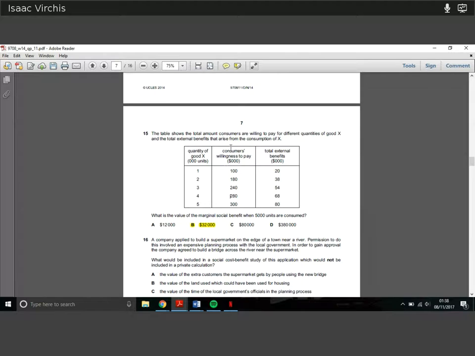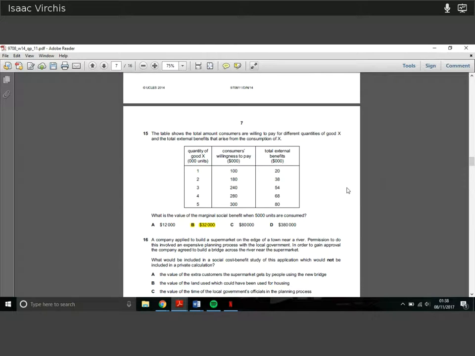Let's remember the consumer's willingness to pay aspects here, and also the total external benefits. So we know here external benefits are a factor of 12,000. So 68 to 80 is 12,000, plus the 280 to 300 is 20. So those two added together is 32,000. Therefore, marginal social benefit here is this 32,000 when we move up to 5,000 units sold.